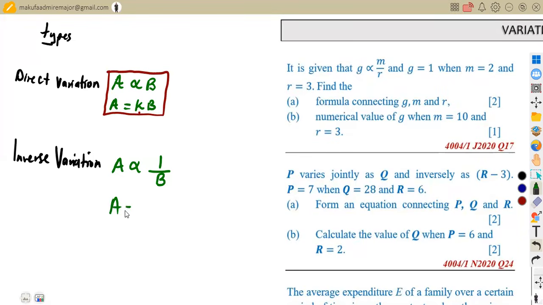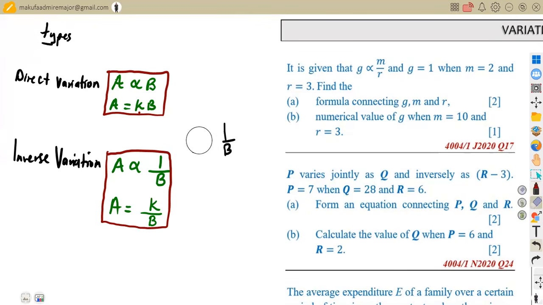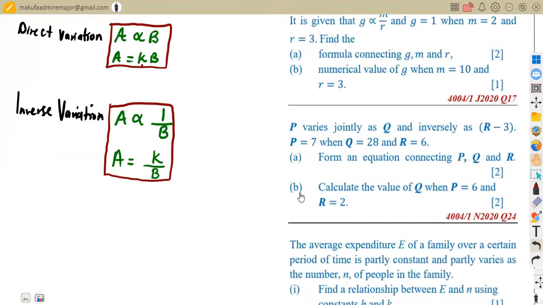So A is going to be equal to K over B in this case. This is what you get from K times 1 over B, which is the same as K over 1 times 1 over B. So K times 1 is K, 1 times B is B. At the end, under inverse variation, we have two parts, A and B, connected in an inverse way, with a constant to be found. The K there is the constant to be found. We have to calculate that constant.